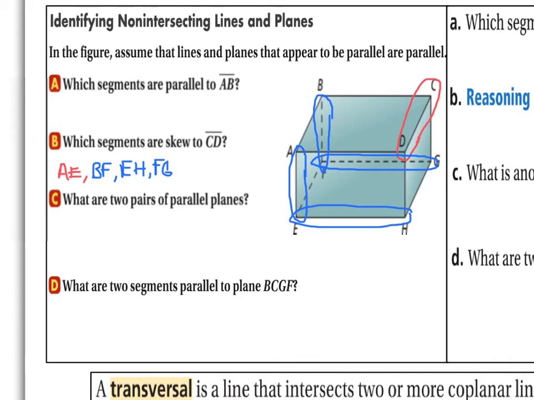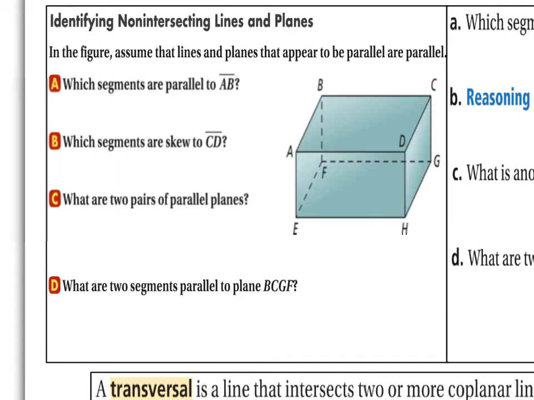now as we look here at this one, what are two pairs of parallel planes? So I need two pairs of parallel planes. I need, in other words, a side of the box that are parallel to each other. And first one I would choose is ADE and BCG.